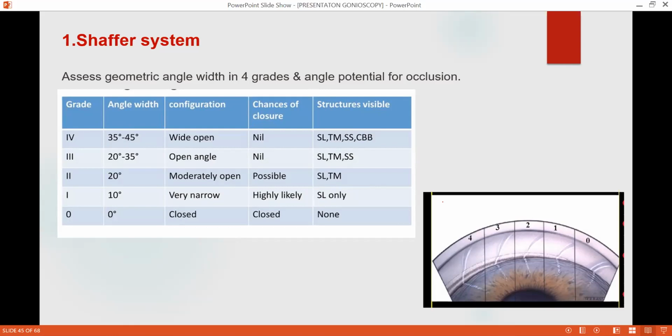As you can see in the diagram down here, in grade 4, you can see all structures visible. In grade 3, you can see Schwalbe's line, trabecular meshwork, and scleral spur. In grade 2, you can see up to the trabecular meshwork only. In grade 1, only Schwalbe's line is seen, and in grade 0, the angle is closed and no structure is visible.